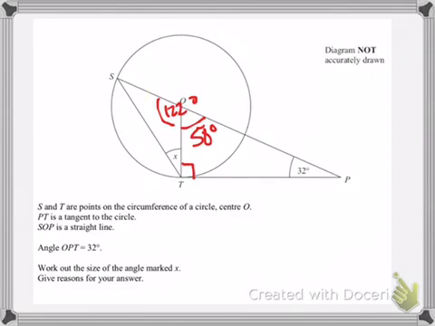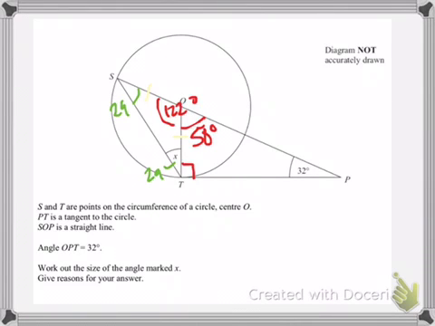And we know that this is an isosceles triangle because OS and OT are radii. So we know the bottom two angles are equal. So 180 take away 122 is 58, and 58 divided by 2 is 29 degrees. So in there is 29 and in there is 29. So that's what x is, 29 degrees.